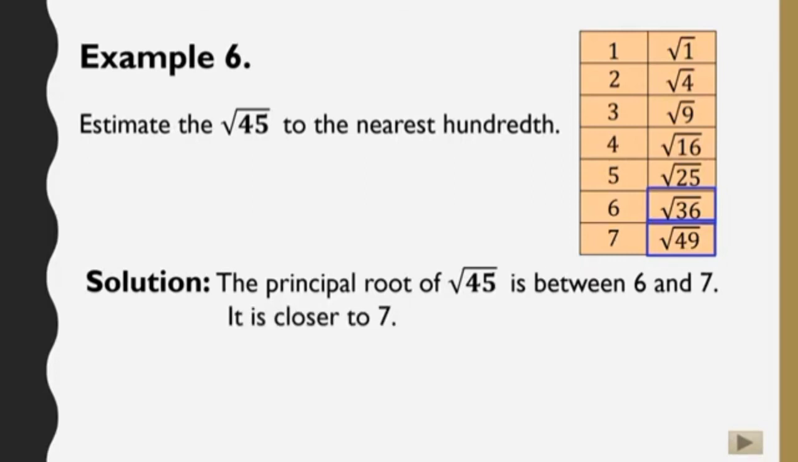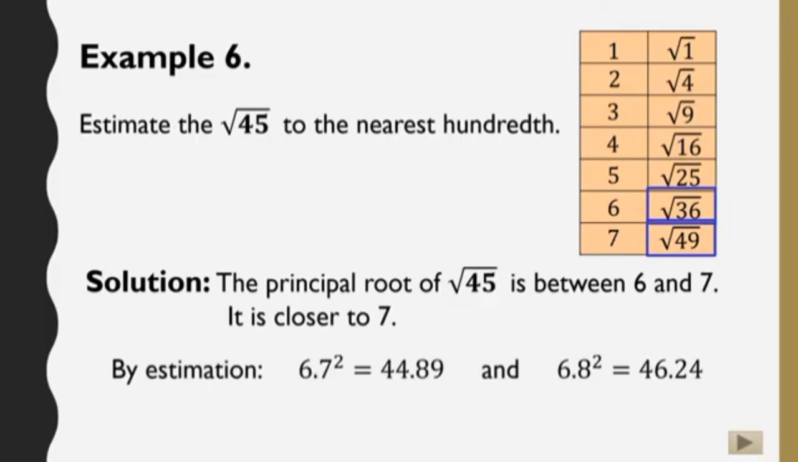It is closer to 7. O ang 45 daw ay malapit sa 7 times 7, which is yung 49. So let us estimate square root of 45 into hundredths. So by estimation, 6.7 squared is equal to 44.89 and 6.8 squared is equal to 46.24. So since ang 6.8 squared ay equal sa 46.24, lumampas na siya sa 45. So doon tayo magpo-focus naman sa 6.7 squared dahil hanggang 44 lang ito.